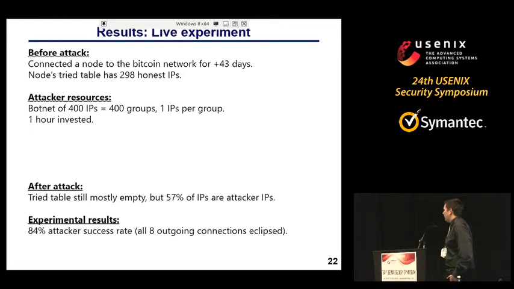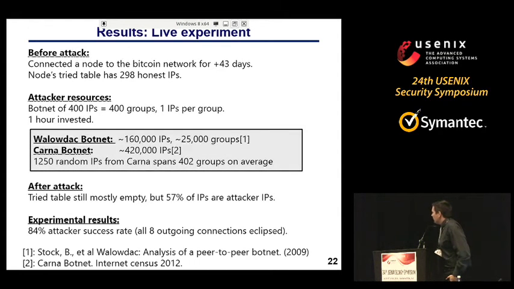And we got an 84% success rate. So we ran the experiment 50 times, and each time all 8 outgoing connections were eclipsed. And we looked at the Kraken botnet because its IPs have been published. If you were to randomly sample 1,250 IPs from it, you would get the group diversity on average. So just a small subset of the botnet would give you enough groups to perform this attack.